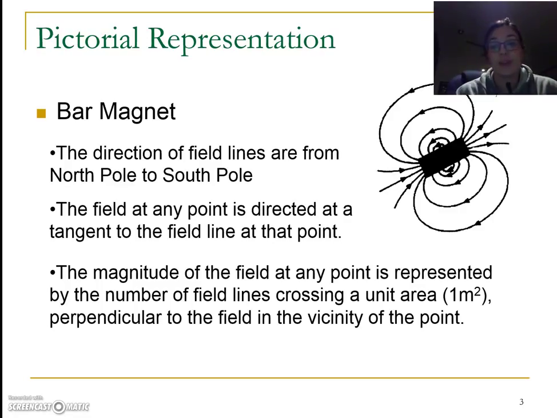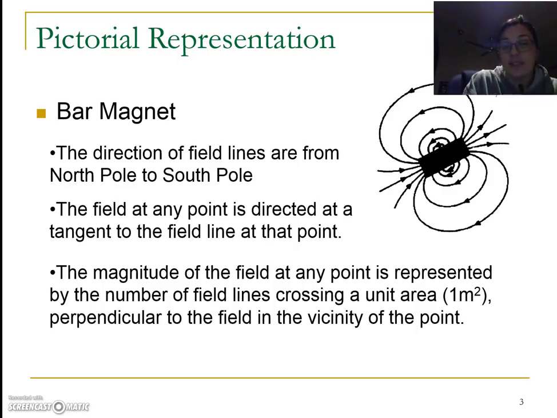The direction of the field lines is going from the north end to the south end. So when we're drawing field lines for magnets, we start at the top, the north end, and we go to the south pole. They say that the field at any point is directed at a tangent to the field line at that point. What that means, if you can see here, is that the tangent to this line would be going straight. Here it'd be going sort of down, that way, at a tangent to whatever direction that line is being drawn.